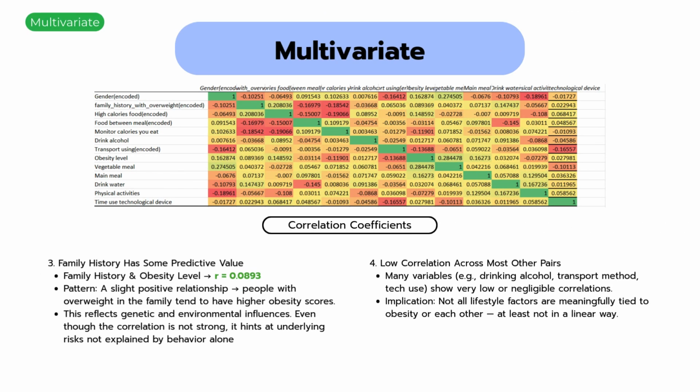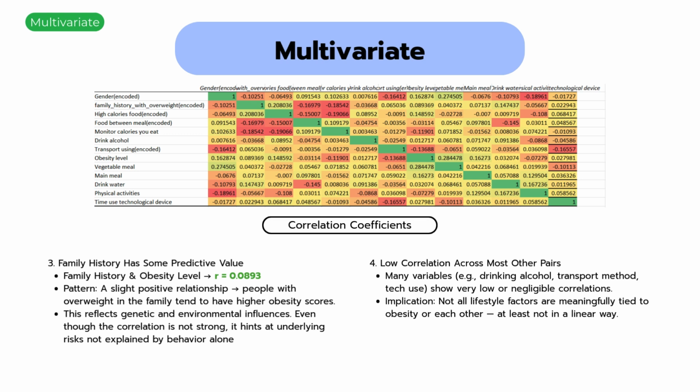Family history has some predictive value. Family history and obesity level R is equal to 0.0893. Our pattern is a slight positive correlation. People with overweight in the family tend to have a higher obesity score. This reflects genetic and environmental influences. Even though the correlation is not strong, it hints at underlying risks not explained by behavior alone.